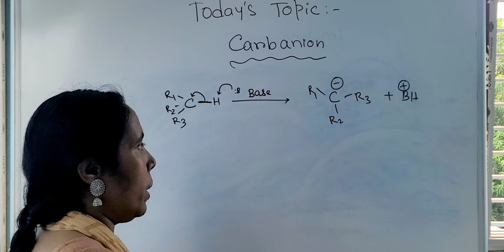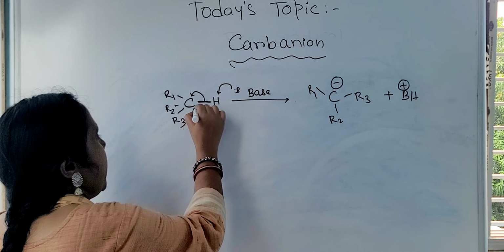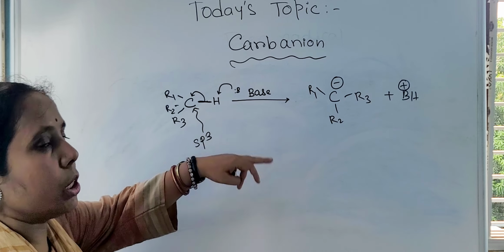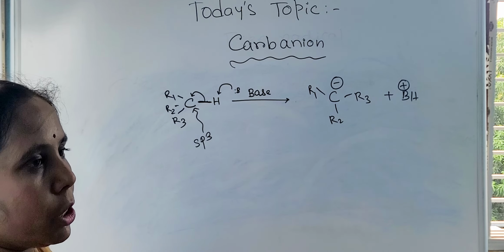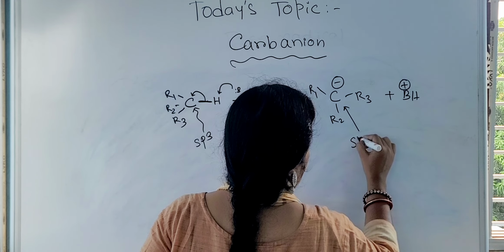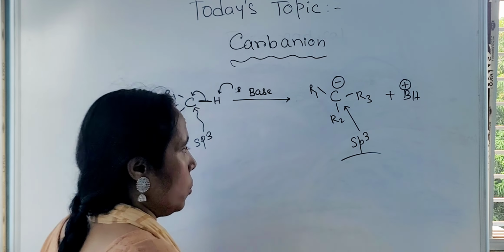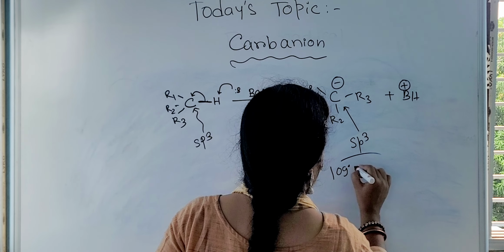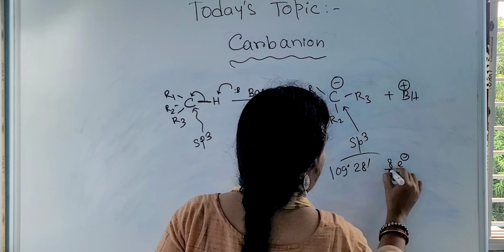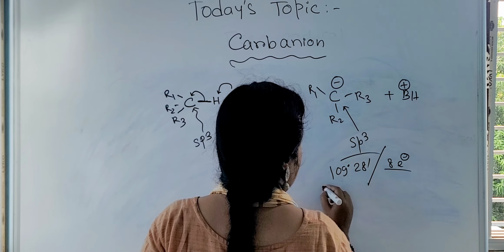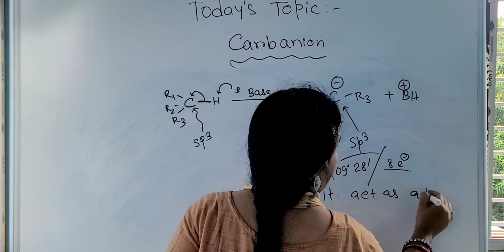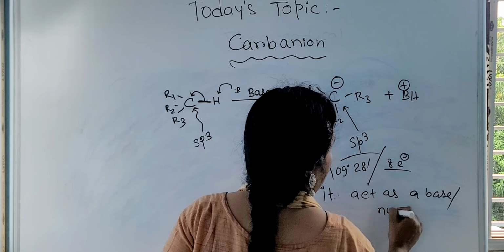This carbanion, you may say this carbon was already sp3 hybridized. You may think that as one hydrogen is going away from it, it may be sp2. No, it is not sp2, it is actually sp3 hybridized. The bond angle is 109 degree 28 minutes. It has 8 electrons in the valence shell, and it acts as a base or nucleophile, both.